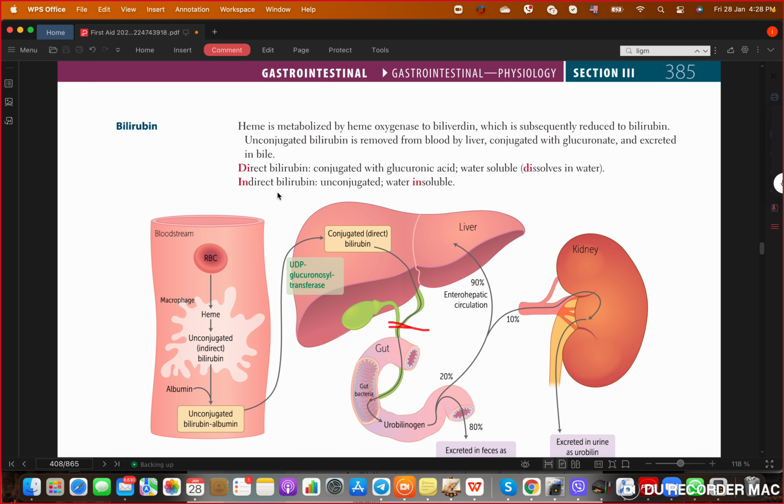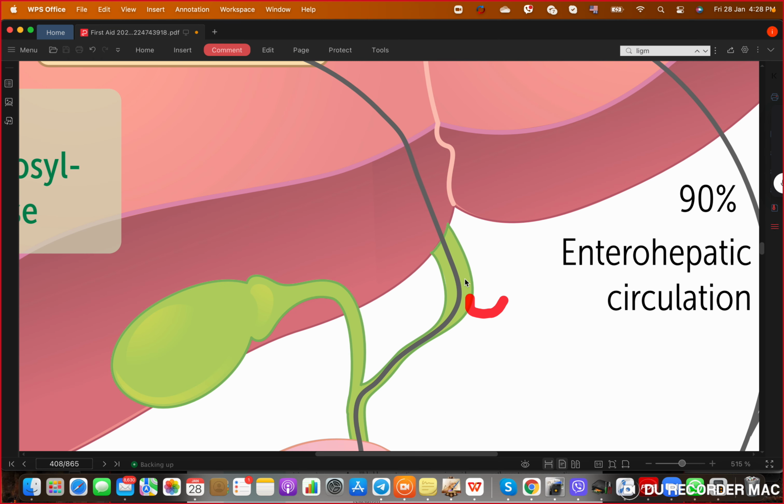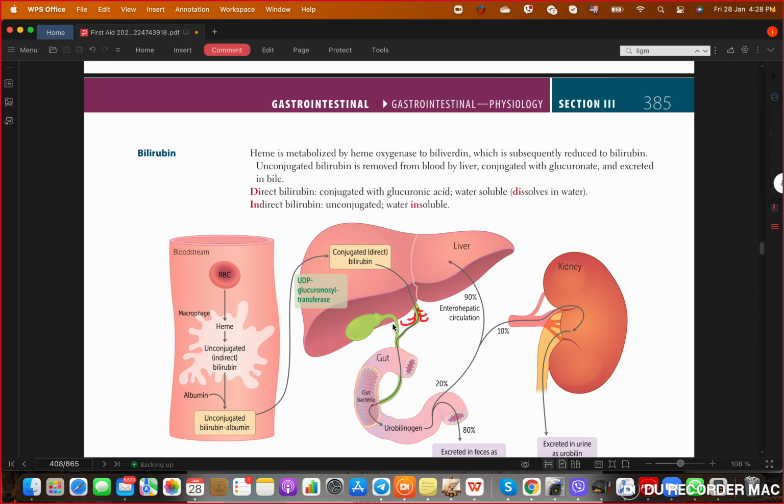Indirect bilirubin, how does it go? If there is an obstruction right there, it will be increased, and then it will be absorbed from the bile duct, go to the blood, and be released into the urine. Indirect bilirubin is unconjugated and water insoluble, which means the same as saying it's fat soluble. Since it's fat soluble, it can go to the brain.